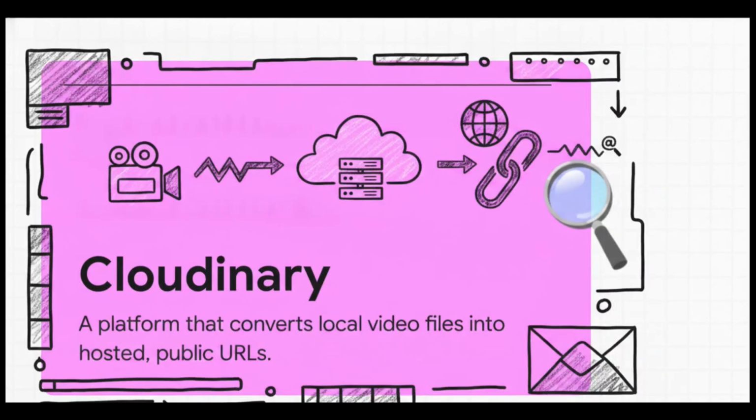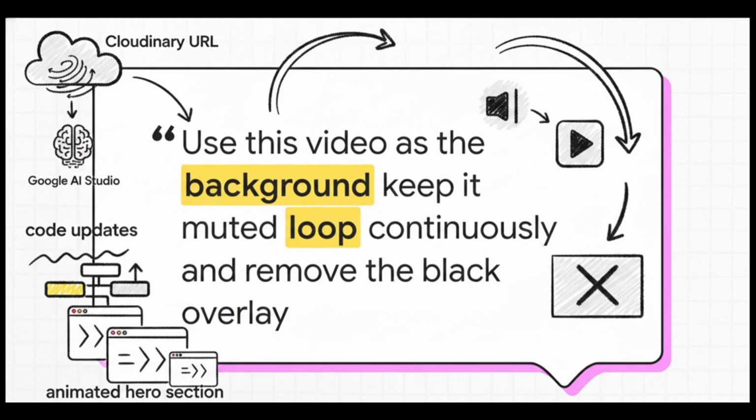Google AI Studio doesn't really like reading direct video file uploads, so we use a tool called Cloudinary. All Cloudinary does is take our local Kling video file, host it for us, and spit out a public URL. Once we've got that public URL, we feed it right back into Google AI Studio with this highly specific prompt. We're basically telling the AI, hey, loop this, mute it, and strip away that black background from our skeleton layout. And boom, the code updates and suddenly we have this flawless, looping, premium animated hero section. The motion is gorgeous and the whole design is responsive.